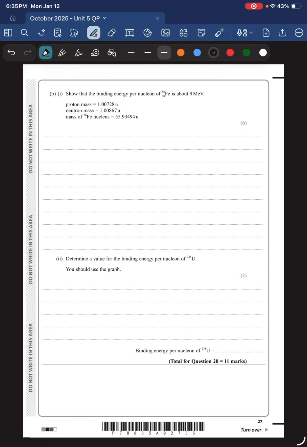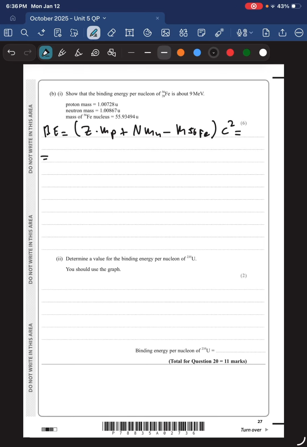Part B, question part 1. Show that the binding energy per nucleon of iron 56 is about 9 MeV. They give you the proton mass, neutron mass, and the mass of iron 56. So, binding energy is equal to Z times the mass of protons plus N times the mass of neutrons minus the mass of iron 56, times C squared.